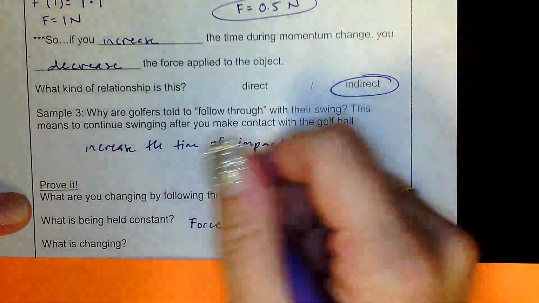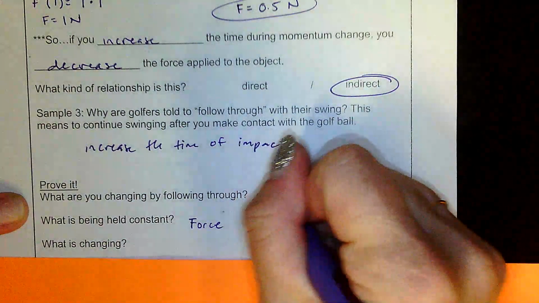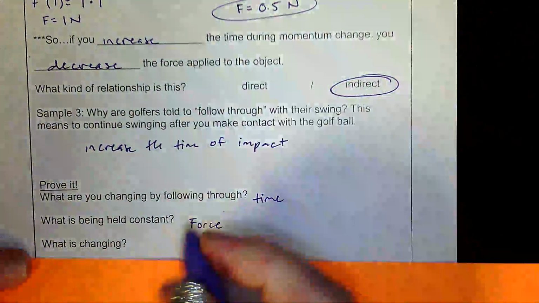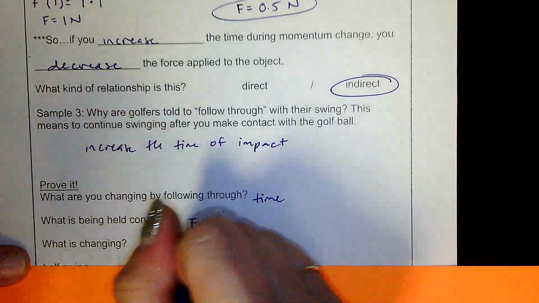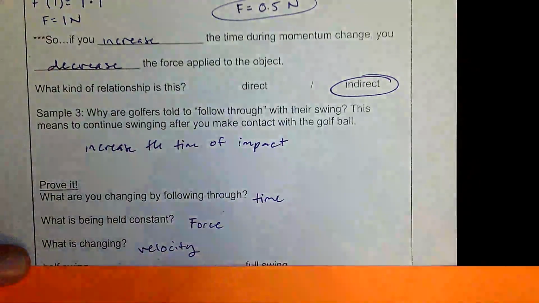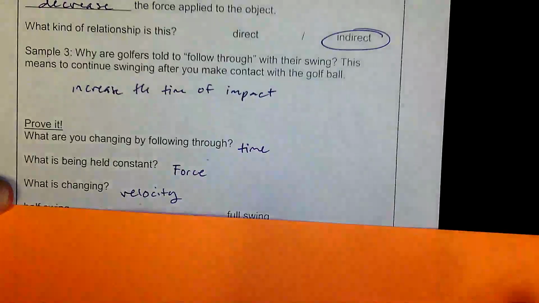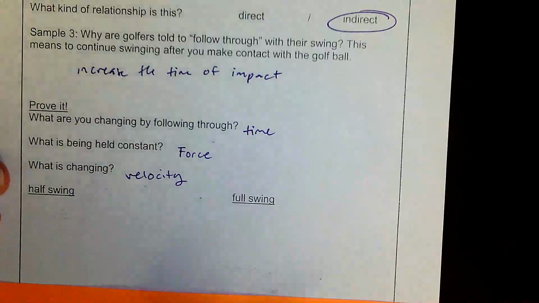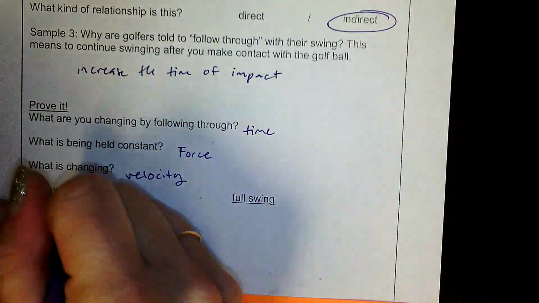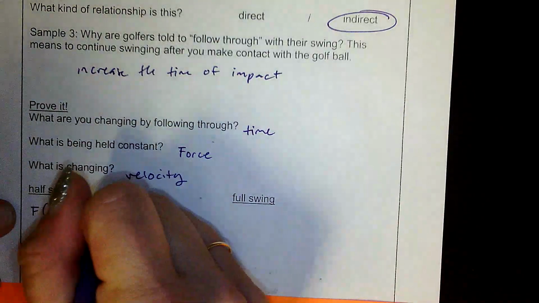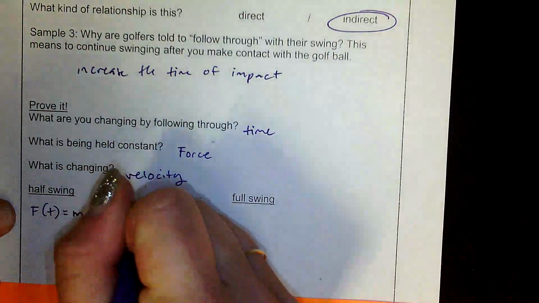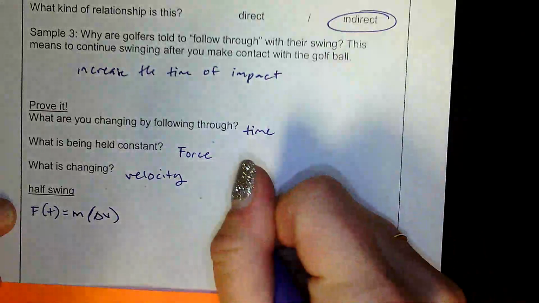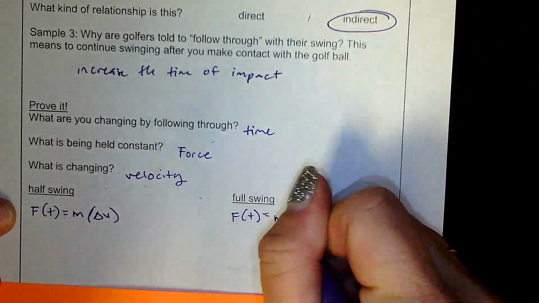Okay, so what are you changing by following through? Well, again, you're changing that time of impact. You're increasing it. Force is going to be held constant. So what we're going to end up seeing is that it's going to affect the velocity. This is why you follow through. You get a faster golf ball off that swing. Okay, so again, the math behind it, we're going to stick with the same formula. This time I'm going to do change in velocity, and that's just easier. And that's what it does in units.